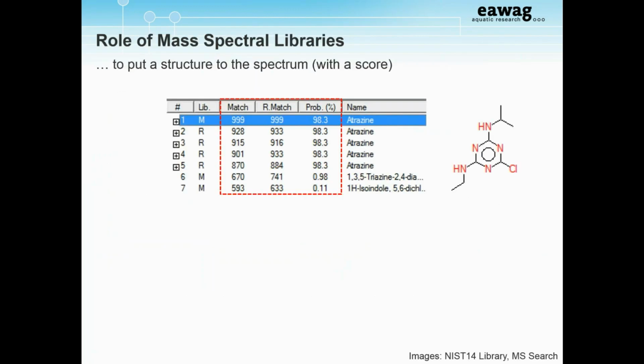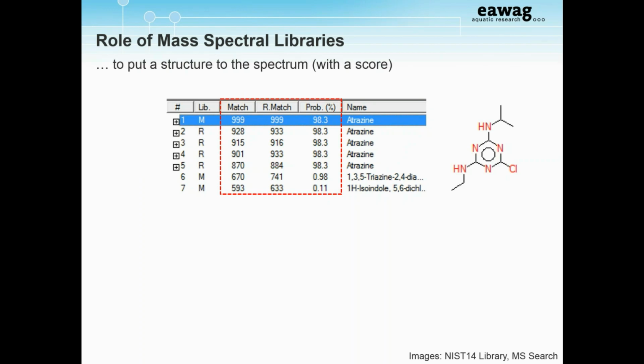So the role of a mass spectral library is actually to help you to put a structure to the spectrum that you give the library, and preferably with a score so that you know how well this actually matches. So what I'd like to do is just show you the examples of the scores that I actually like to use a lot from the NIST library. You've also seen already a lot of my screenshots have been from the NIST library.